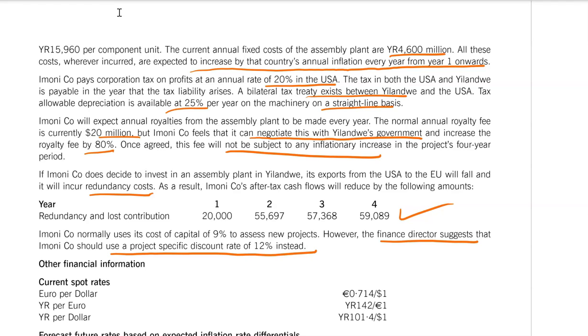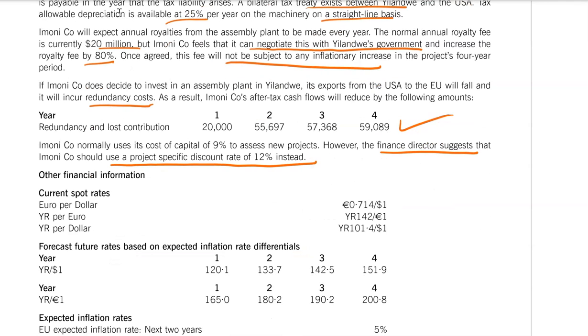Current spot rates are given: euro per dollar, YR over euro, YR over dollar. YR per dollar we need for the conversion of subsidiary cash flows into the parent cash flows. Why do we need YR over euro? Remember, sales were in euro and you have to convert sales in euro into YR. That's why this exchange rate is given.